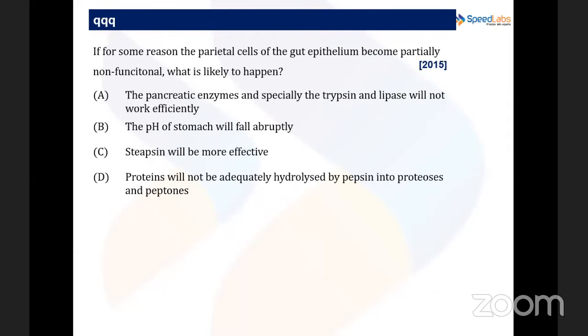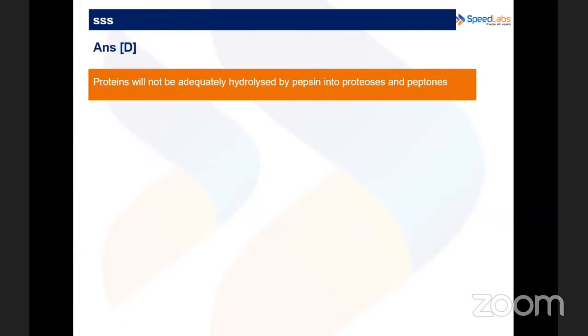If for some reason the parietal cells of the gut epithelium become partially non-functional, what is likely to happen? Option A, the pancreatic enzymes and especially the trypsin and lipase will not work efficiently. B, the pH of stomach will fall abruptly. C, steapsin will be more effective. D, proteins will not be adequately hydrolyzed by pepsin into proteoses and peptones. So the answer to this question is option D.